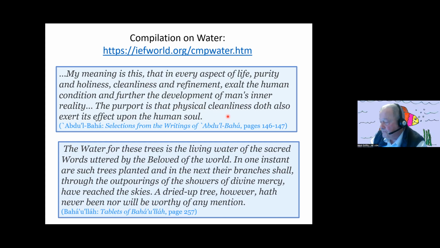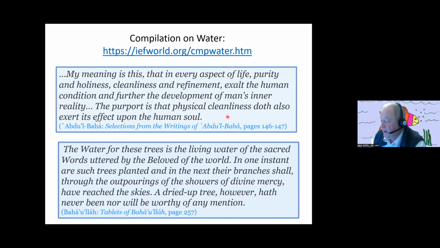The water for these trees is the living water of the sacred words uttered by the beloved of the world. In one instant are such trees planted, and in the next their branches shall, through the outpourings of the showers of divine mercy, have reached the skies. A dried up tree, however, hath never been nor will be worthy of any mention.